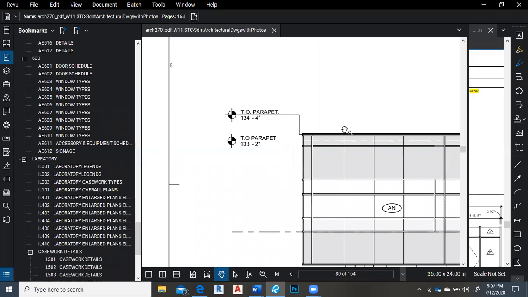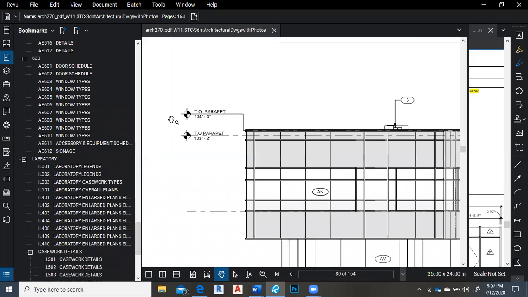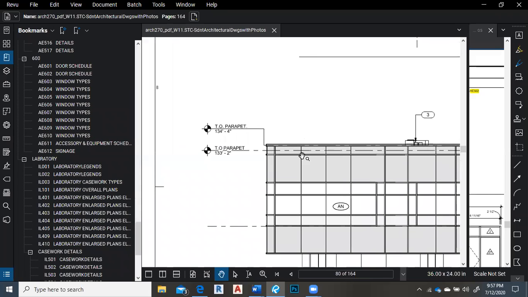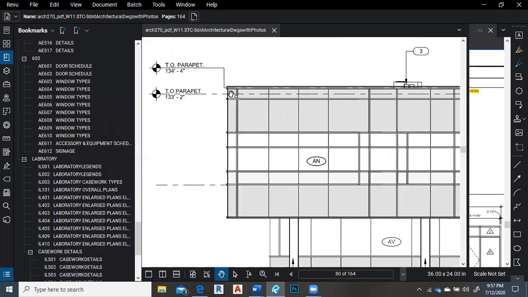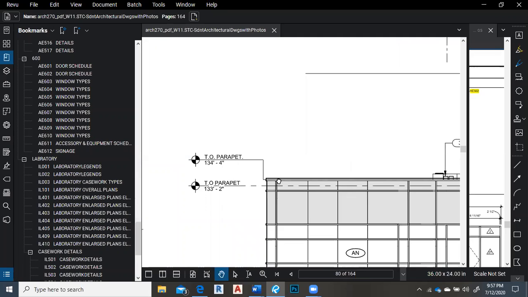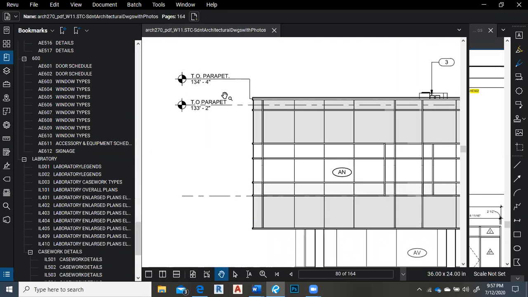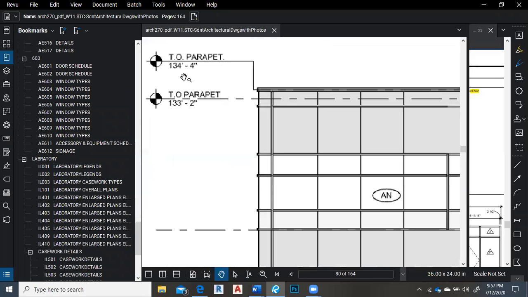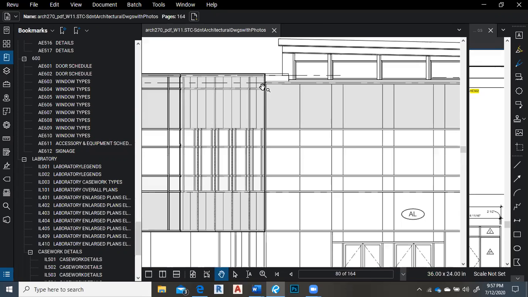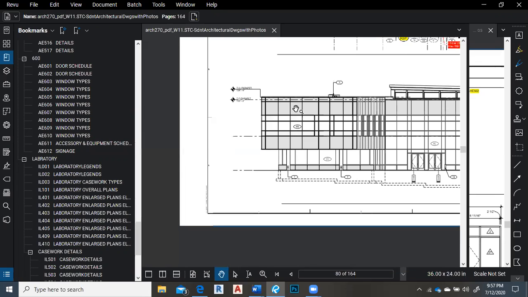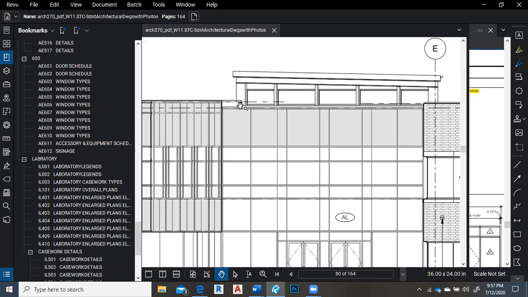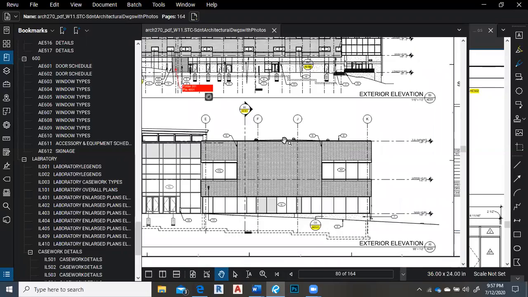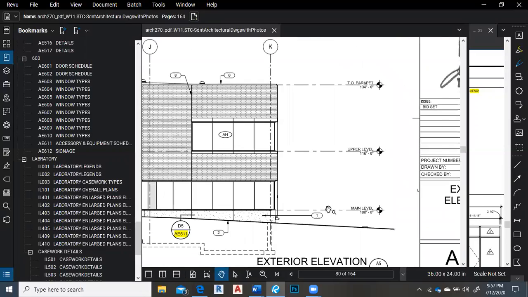Another thing to note about exterior elevations is that there are these datums that call out how tall certain elevations are from the ground. So top of parapet, that's like 132 feet, 34 feet from the ground, and that's this one right here. It really helps you locate how tall certain aspects of the building are.